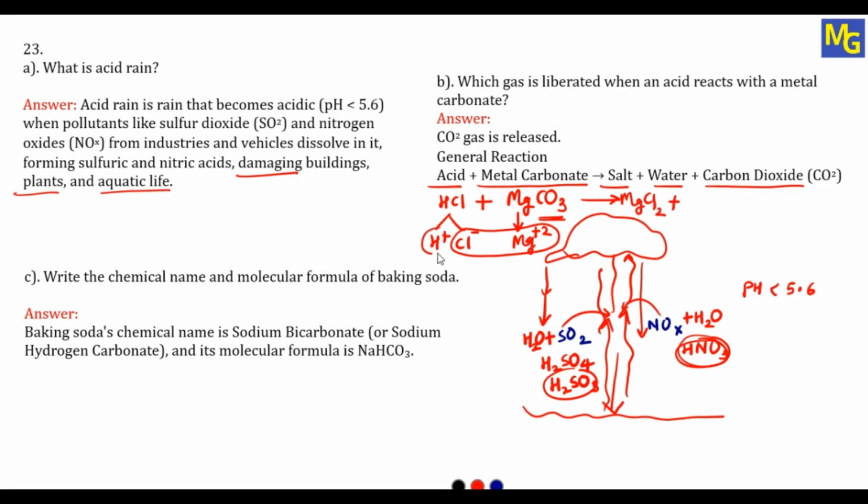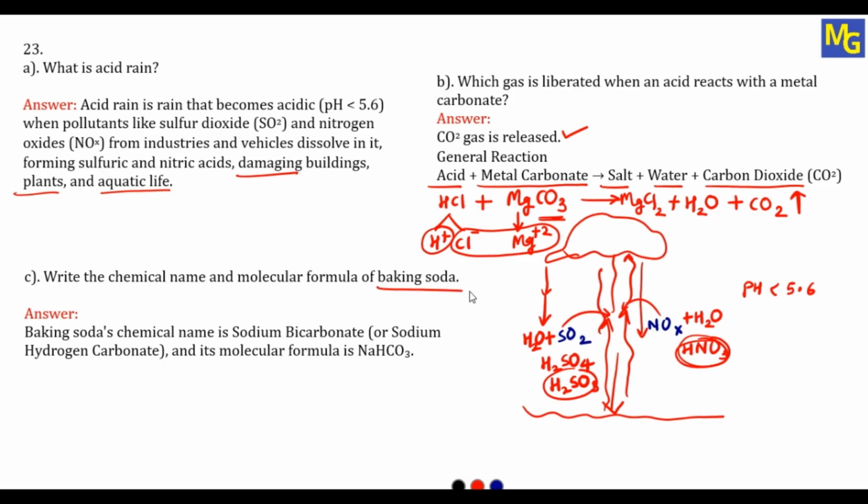Now this hydrogen combines with some of the oxygen and becomes water, and the remaining oxygen will combine with carbon and becomes CO2. So here we are going to get carbon dioxide gas. So CO2 is released in this reaction. This is the answer. Then question C, write the chemical name and molecular formula of baking soda.